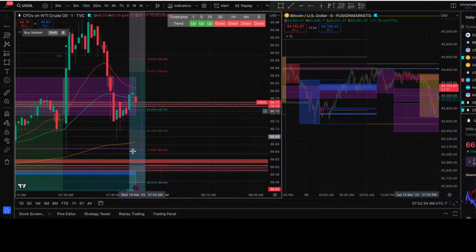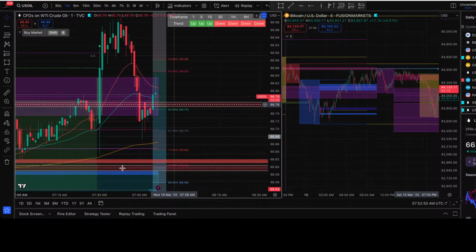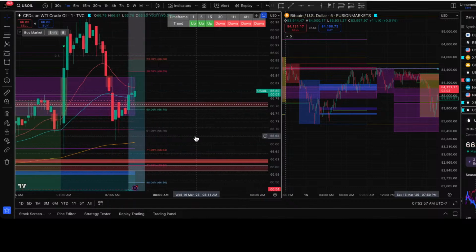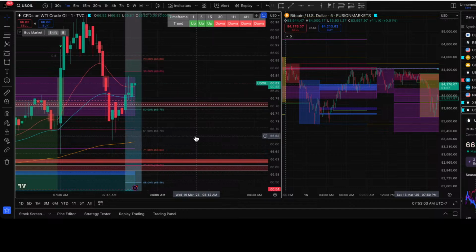I actually prefer it drop lower, take out these lows, past this 238, tap this area. But let's see. Remember, this is an inverse fair value gap that we're using right now. It's not as strong as this one down here. No fair value gaps as of yet.